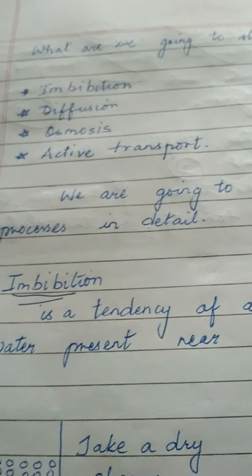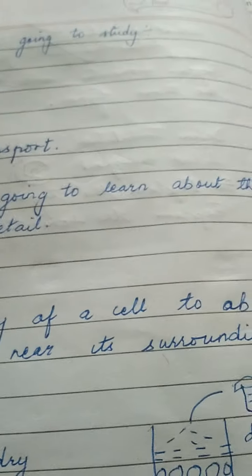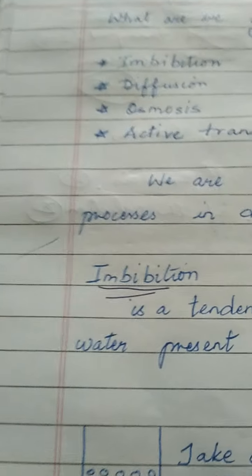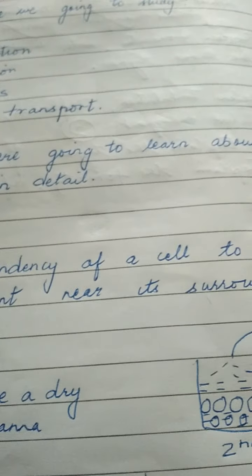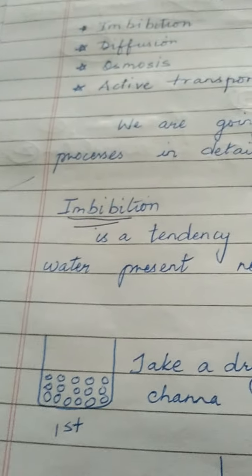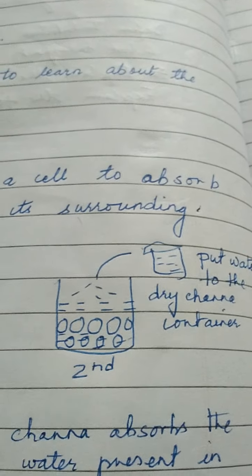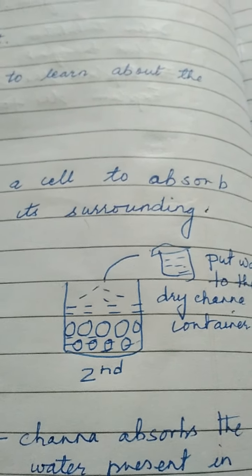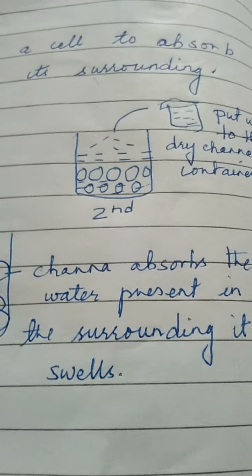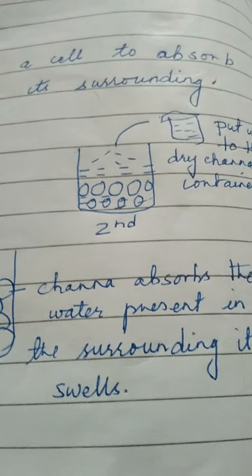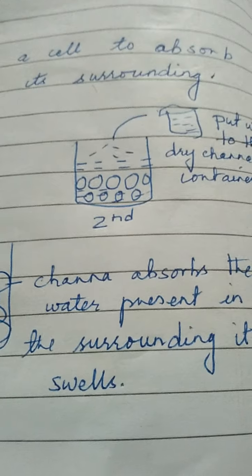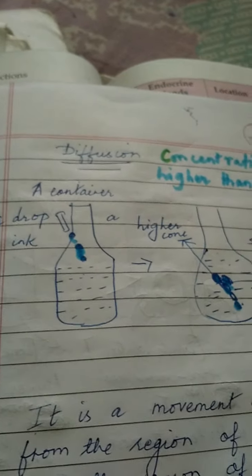Let's start with imbibition. It is a tendency of a cell to absorb water present near its surrounding. A simple experiment: take a dry chana, put water to the container containing the dry chana, and you will find that the chana will absorb the water present in the surrounding and it will swell. That is imbibition.